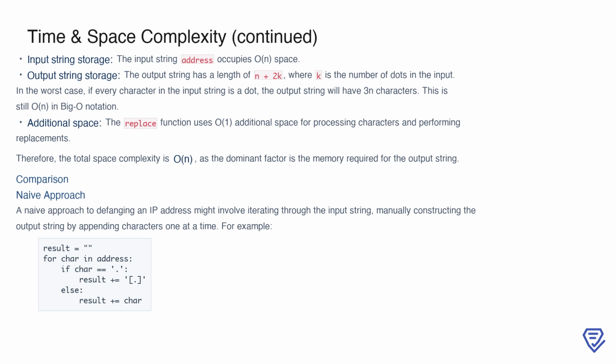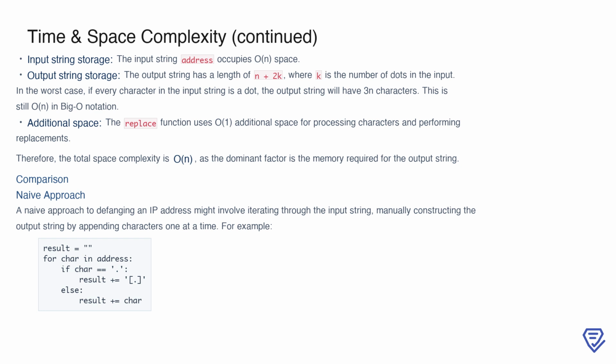Additionally, the replace function does not allocate extra memory for intermediate steps, it processes each character in constant space, O(1). Therefore, the total space complexity of the method is O(n), with the memory required for the output string being the dominant contributor. For comparison, a naive approach to solving this problem might involve manually iterating through the input string and appending characters to a result string one by one.